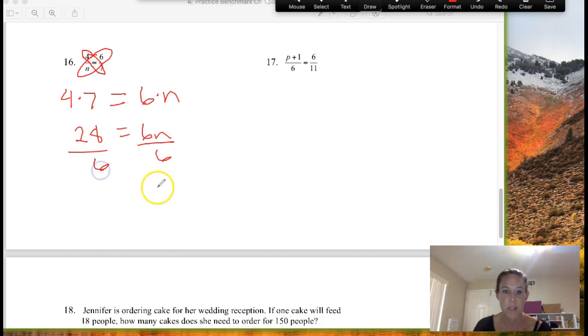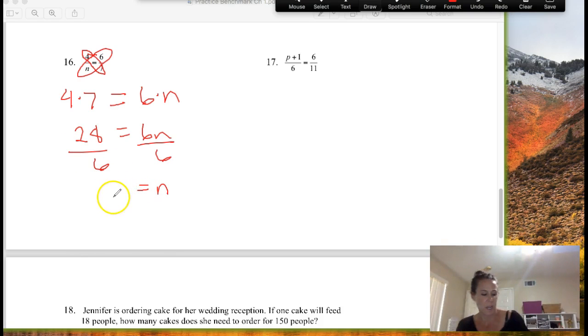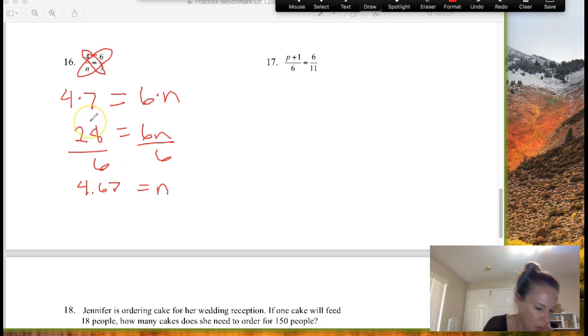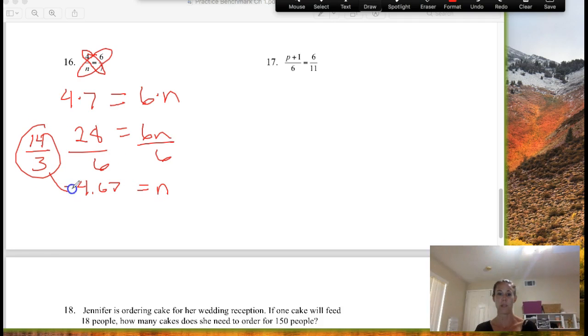If I divide 28 by 6, you can reduce this fraction. It's not going to be an exact amount. If I divide 28 by 6, I'm going to get approximately 4.66 or 4.67 on a calculator. If you want to reduce the fraction, 2 goes into 28 and 2 goes into 6, so it would be 14 over 3. 2 goes into 28 14 times. 2 goes into 6 3 times. So 14 over 3 would also be a valid answer, or 4.67. All right, on to the next one. Once again, fraction equal to a fraction.